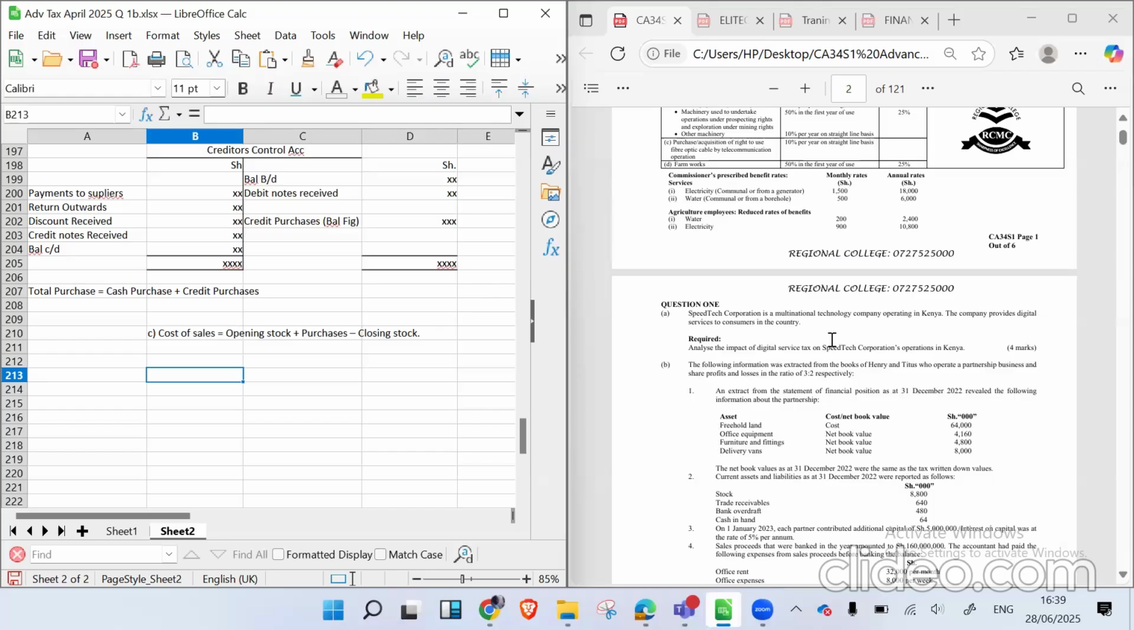Those are the points to answer with. So, effects of digital service tax on companies: it increases the operating costs.